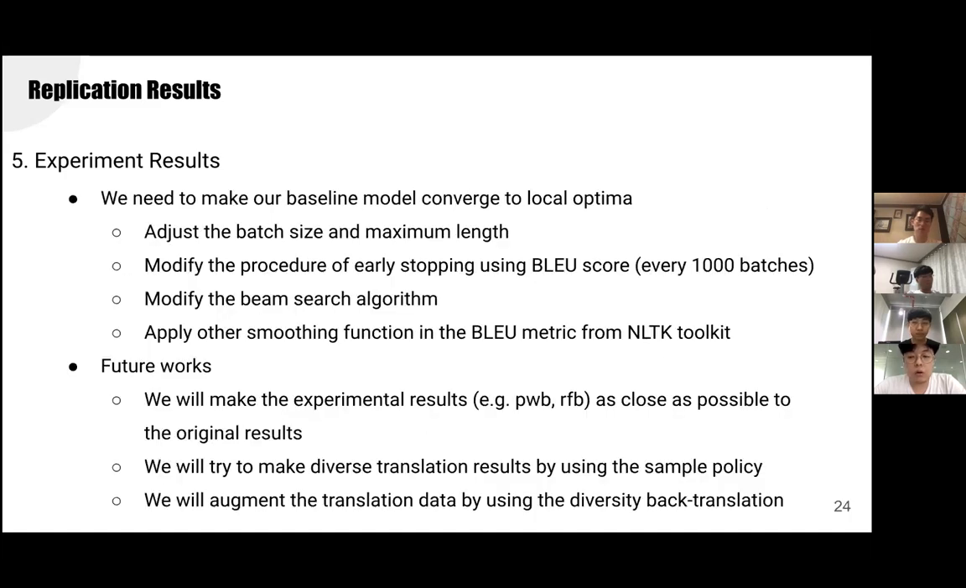So we thought that we need to make our baseline model converge to a local optimum. So we will modify the training procedure, or apply another smoothing function in the BLEU metric. After that, we will make the experimental result as close as possible to the original result.